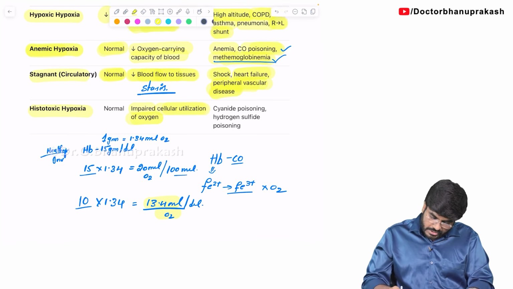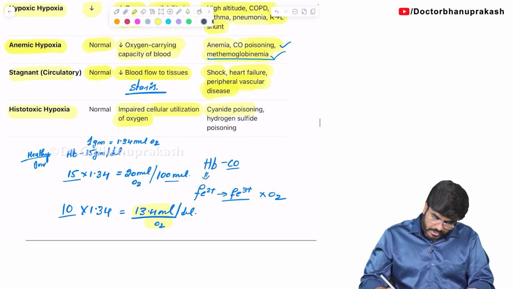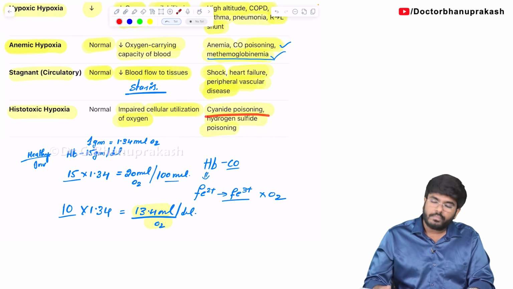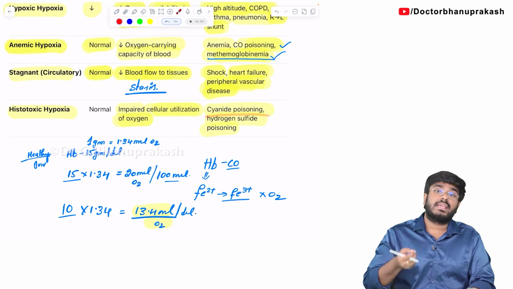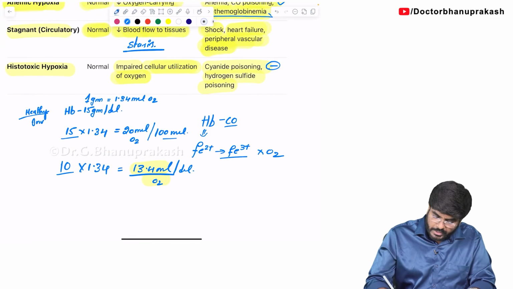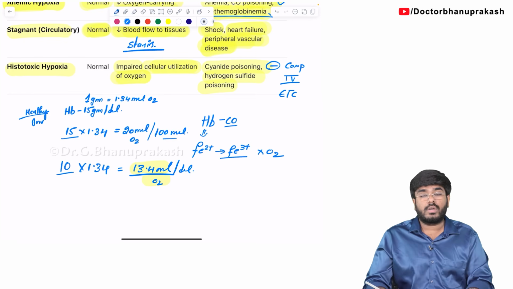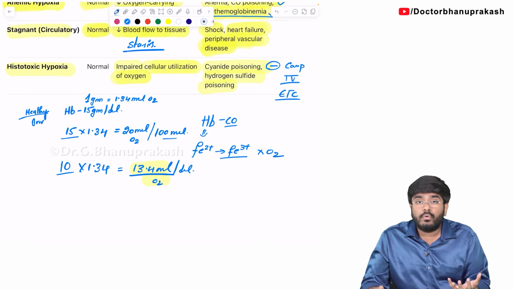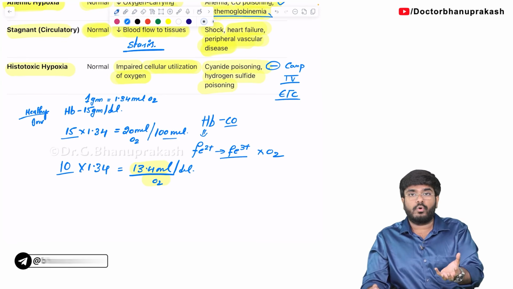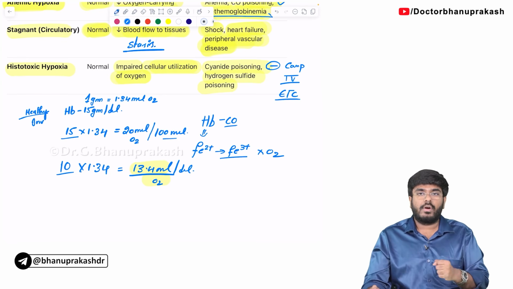Okay, why? In which conditions? Cyanide poisoning, hydrogen sulfide poisoning or cyanide poisoning. We all know whenever a person takes cyanide, cyanide is going to inhibit complex number 4 of the electron transport chain. We all know it's complex number 4 which utilizes the oxygen. In complex number 4, the electrons are finally accepted by the oxygen, forming water molecules.